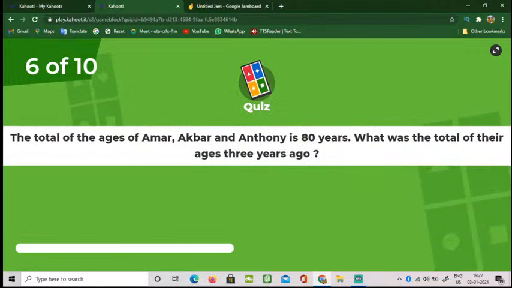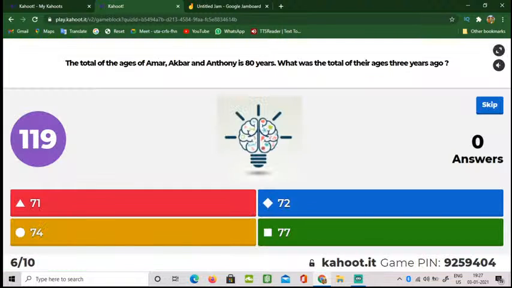Okay, from now onwards there are different questions, so please pay attention. The total ages of Amar, Akbar and Anthony is 80 years. What was the total of their ages 3 years ago? Okay, I've got one answer. Okay, I've got two answers.